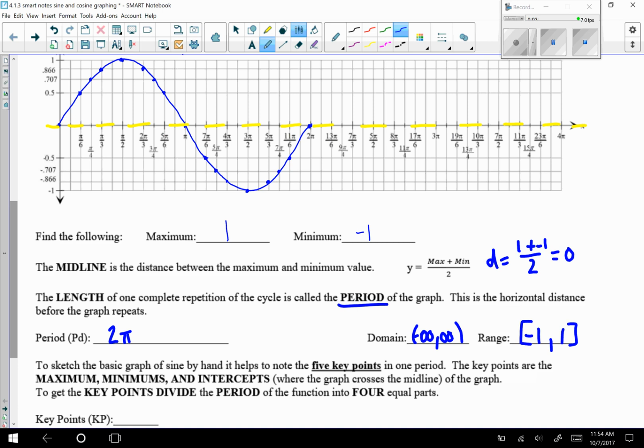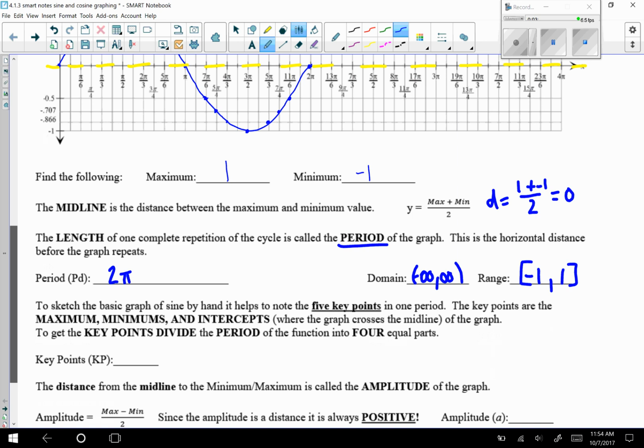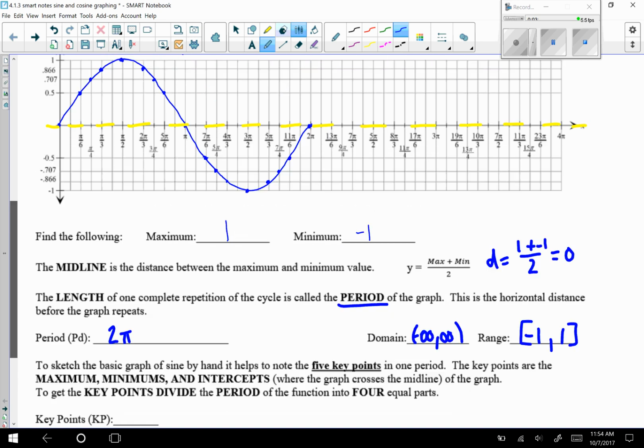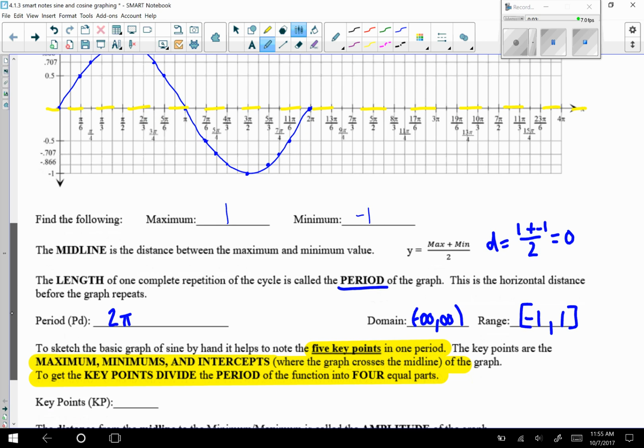Now, for this graph, recall that we don't always want to graph all those values in between. Instead, it helps to note the 5 key points in one period. The key points are the maximums, the minimums, and the intercepts, or if you had a vertical shift, where the graph crosses your midline. To get the key points, you divide the period of the function into 4 equal parts, and this will come in handy later when we change the frequency of our graph. That's why it's important to think about it now.